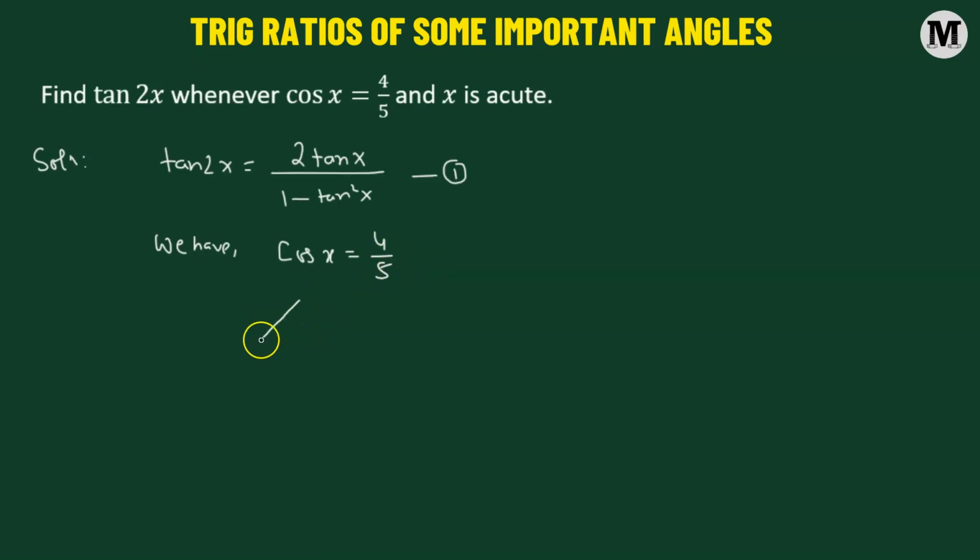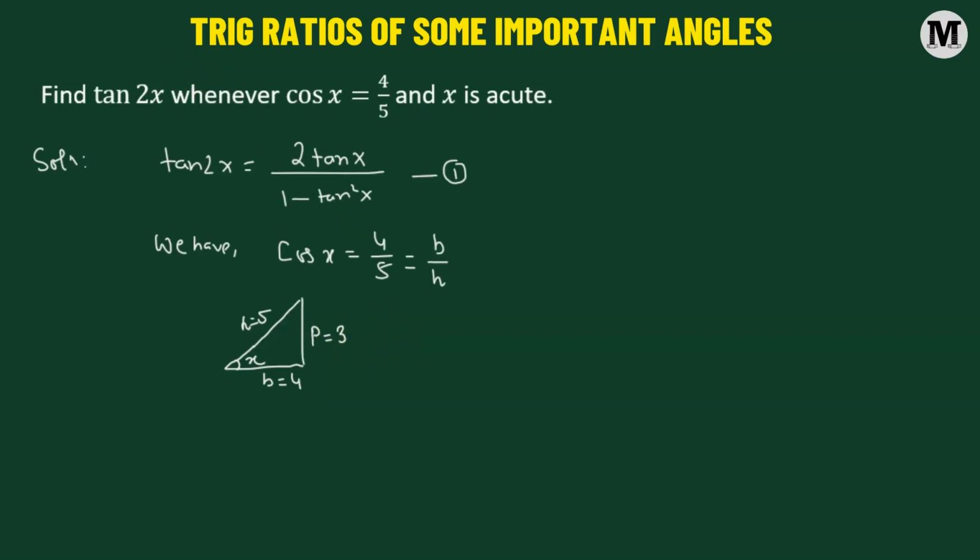Now, we will be considering a right-angled triangle. Let's say this is the acute angle x. We have the opposite, then we have the hypotenuse, and we have the adjacent, which is b. Now, it's given here that cosine of x is 4 over 5. We know that cosine is adjacent over hypotenuse. So that means the adjacent value is going to be 4, and the hypotenuse will be 5, which means by using the Pythagoras theorem, the opposite comes out to be 3.